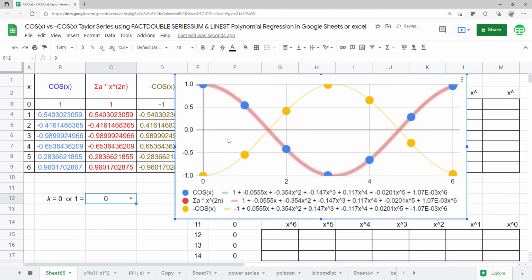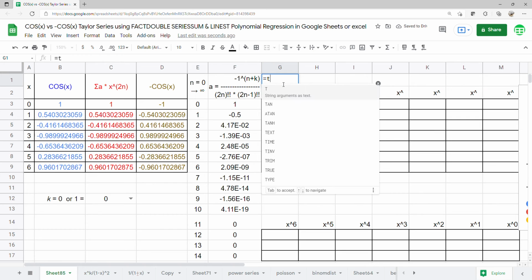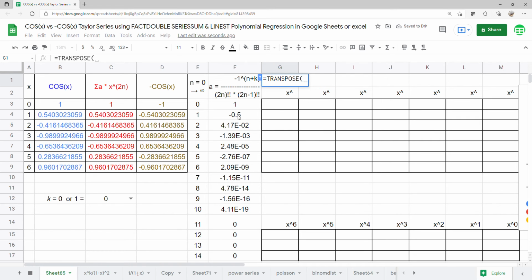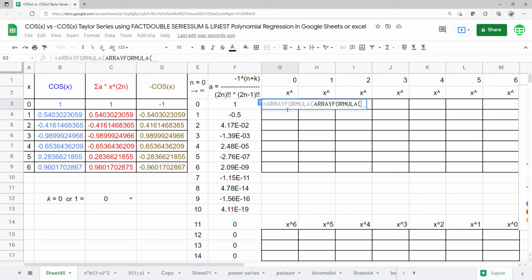We calculate this polynomial regression coefficient using LINEST. To do that, we complete the LINEST matrix, starting with the power, transpose, 0 to 6. And the coefficients are the elements of the matrix. Array formula of the x values 0 raised to the power 0 to 6.